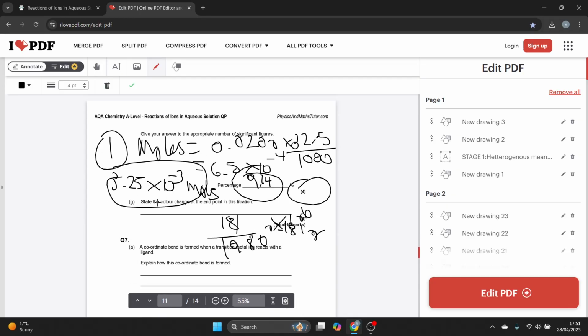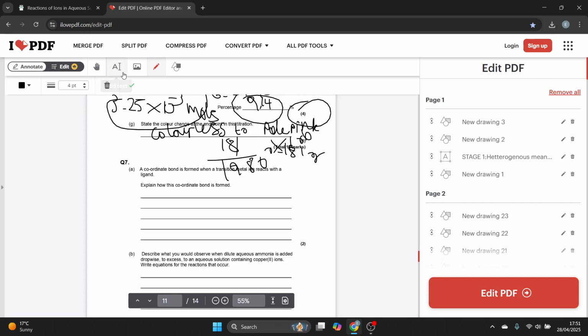State the colour change at the endpoint of the titration. Colourless to pale... Next, coordinate bonds form when a transition metal reacts with a ligand. Explain how a coordinate bond is formed.